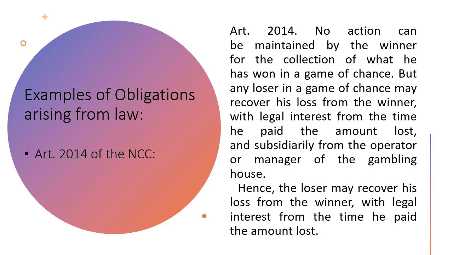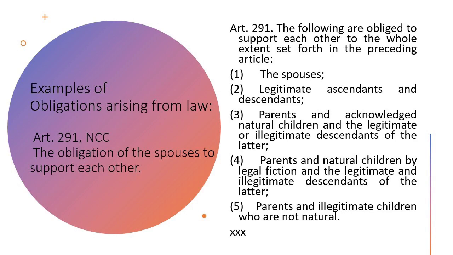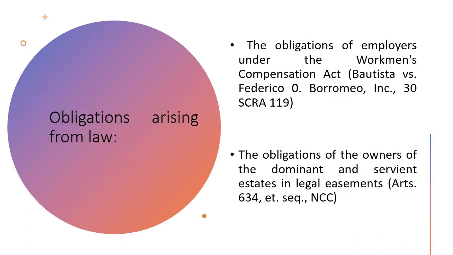Second example is Article 291, the obligation of the spouses to support each other. Other examples are the obligations of employers under the Workmen's Compensation Act, and obligations of the owners of the dominant and servient estates in legal easements.